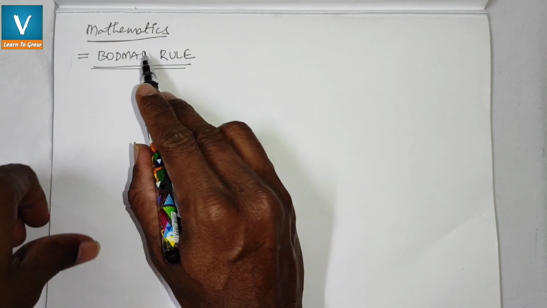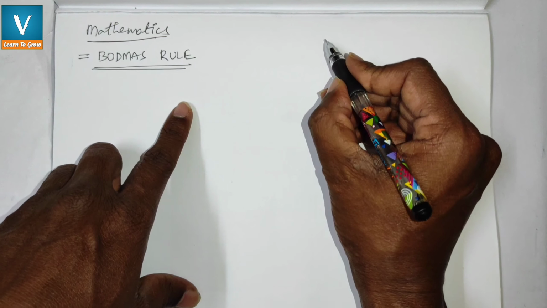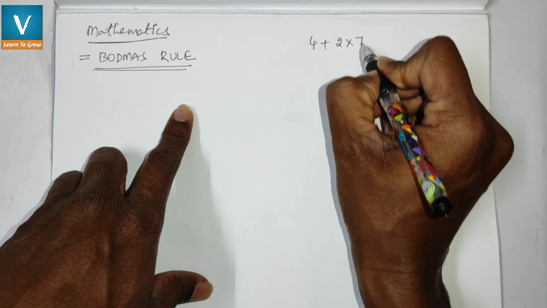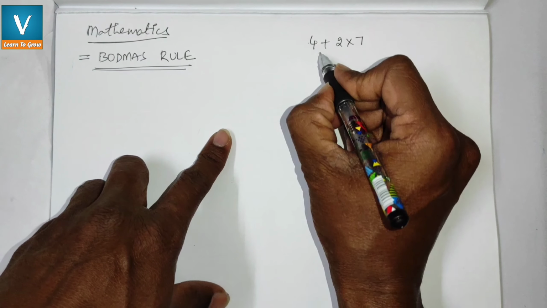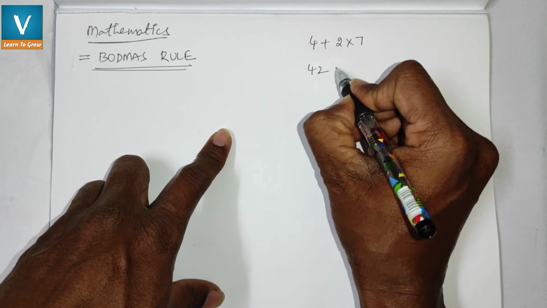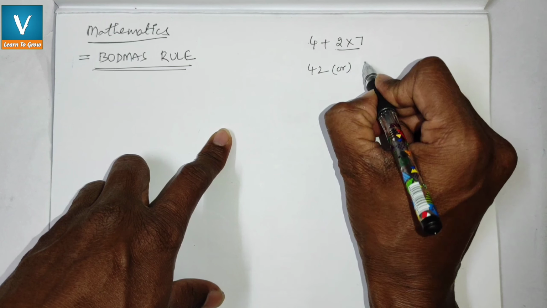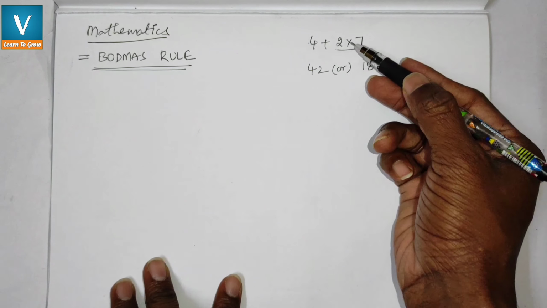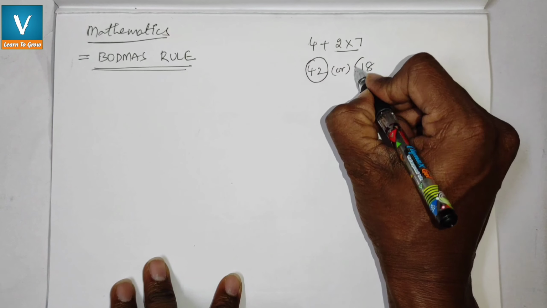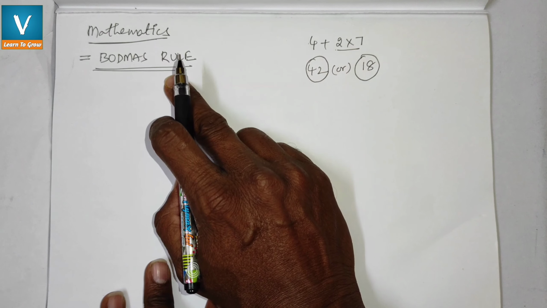Today our topic is the BODMAS rule. Let's see with an example first. Suppose I'm taking a question as 4 plus 2 into 7. How will you solve this one? Suppose I do it like this: 4 plus 2 is 6, 6 sevens are 42. That is one method. Or else we can do it like this also. First I'm multiplying: 2 sevens are 14, 14 plus 4 is 18. So in two situations we got different answers. Which one is correct, 42 or 18? To avoid this situation, we use the BODMAS rule.